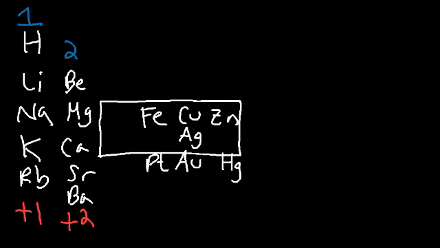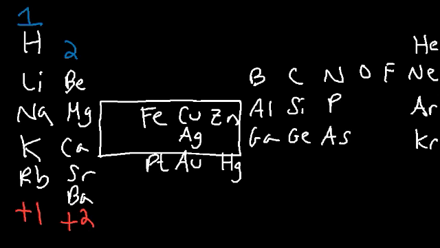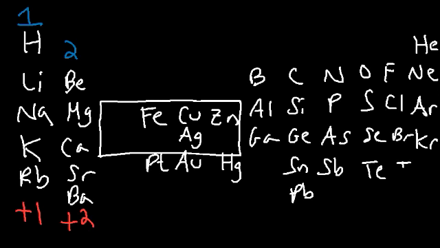Now we have other elements like boron, carbon, nitrogen, oxygen, fluorine, neon, helium, argon, krypton, aluminum, gallium, silicon, germanium, phosphorus, arsenic, antimony, tin, lead, sulfur, selenium, Te, chlorine, bromine, iodine, xenon, and so forth.